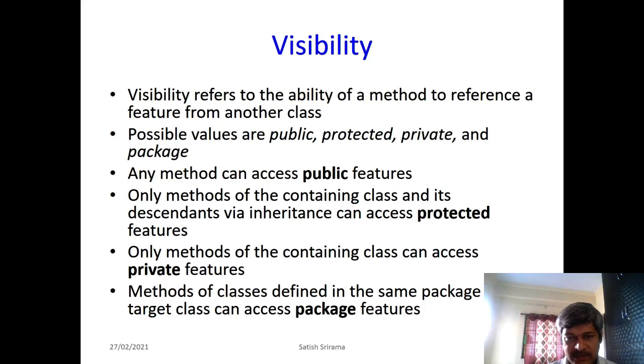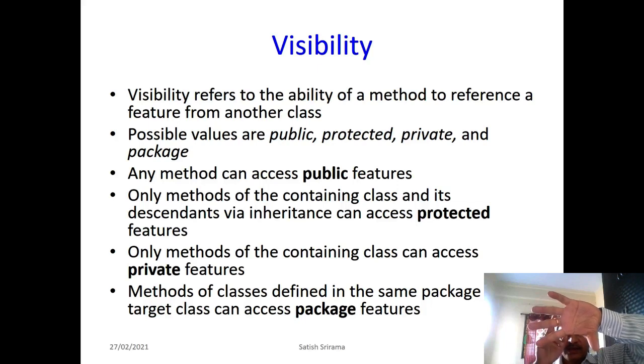Whatever we define as features, these attributes, we can access them. Protected: only methods of the containing class and its descendants in terms of generalization. If there is a class A and a class B which is extending class A, anything declared protected, so let me clear it.